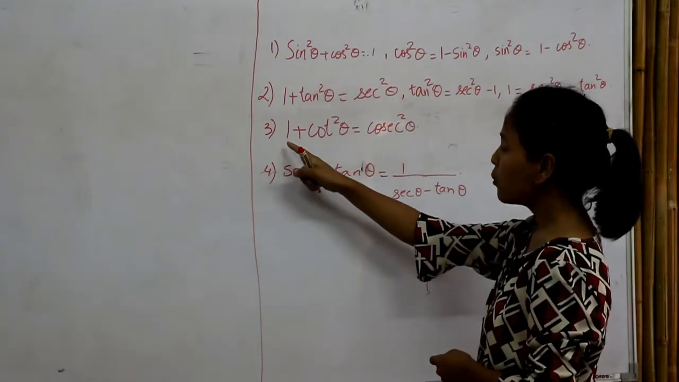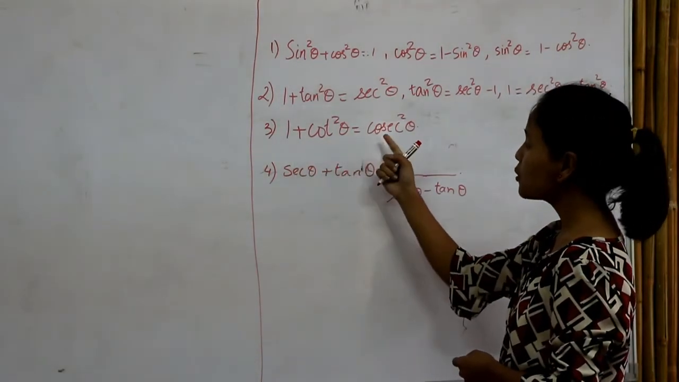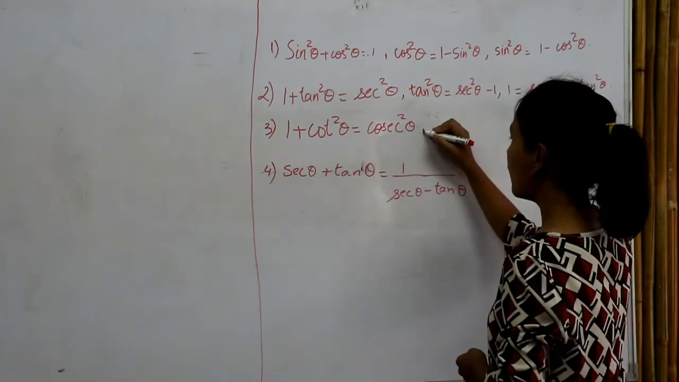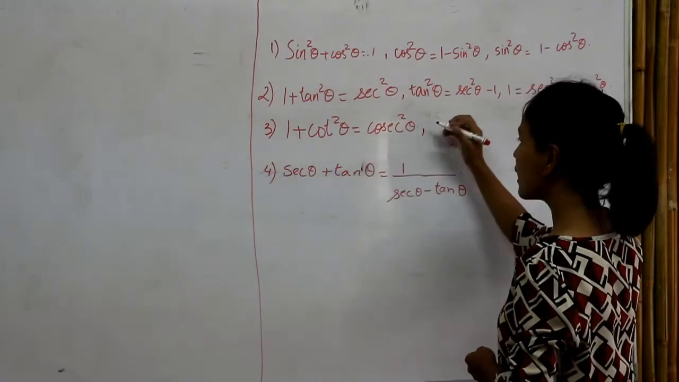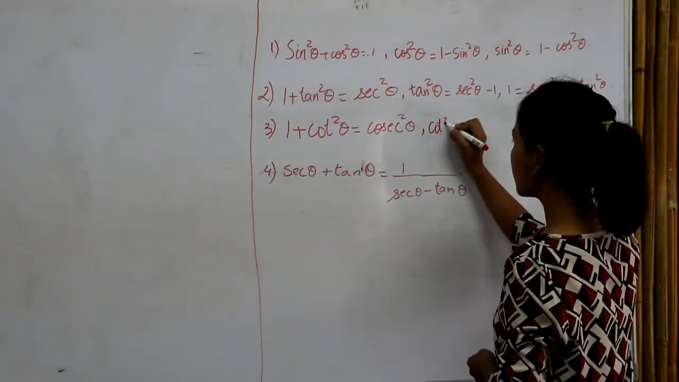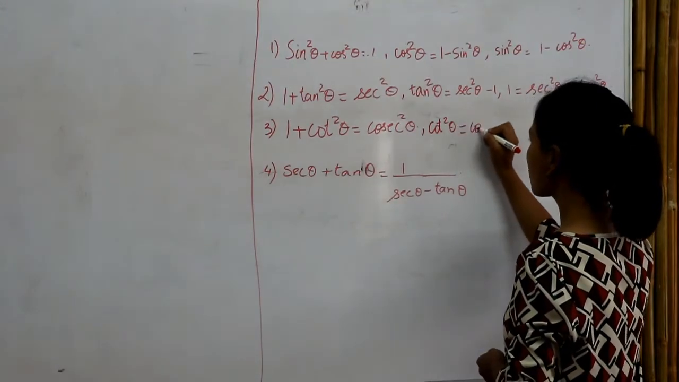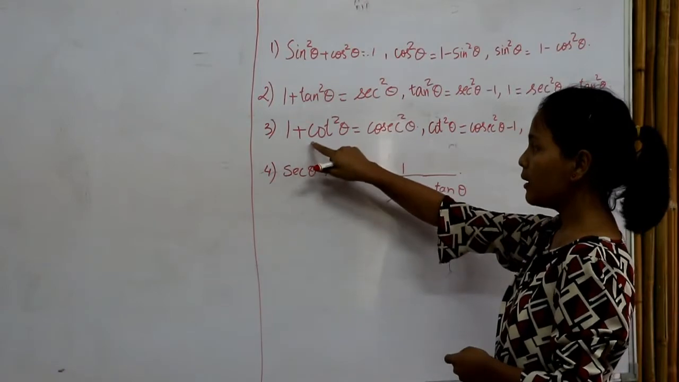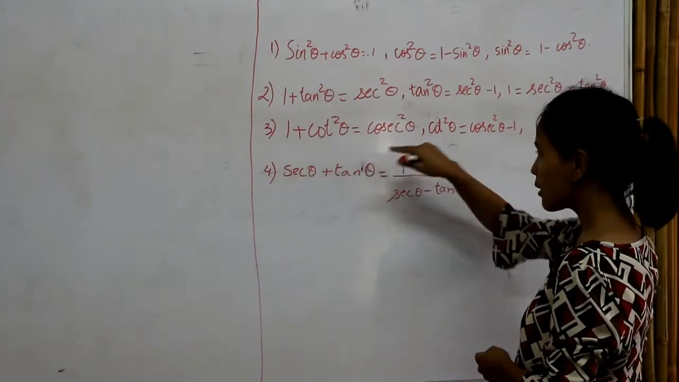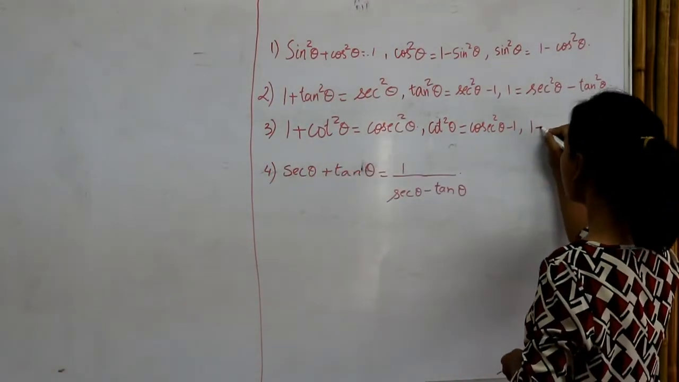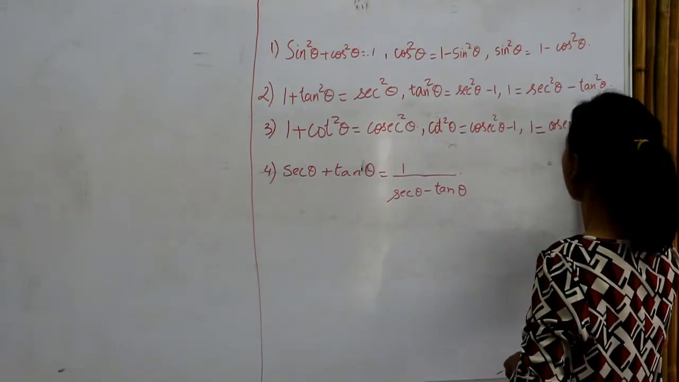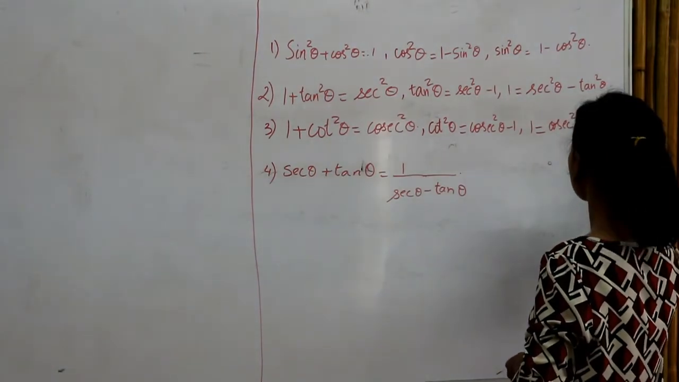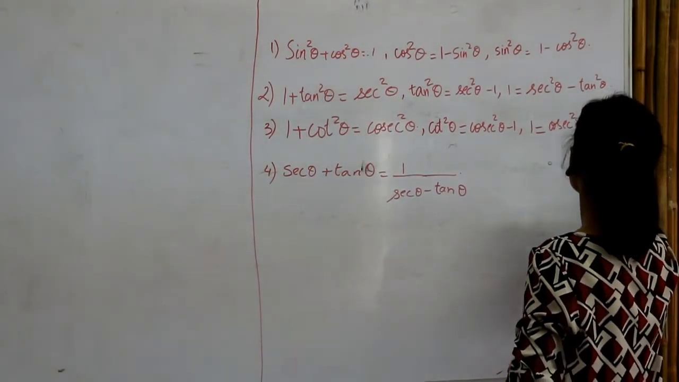Okay? The third one, 1 plus cot square theta is equal to cosec square theta. Again, I carry this 1 to the other side. Cot square theta is equal to cosec square theta minus 1. Again, carry this cot square theta to the other side. We will get 1 is equal to cosec square theta minus cot square theta.